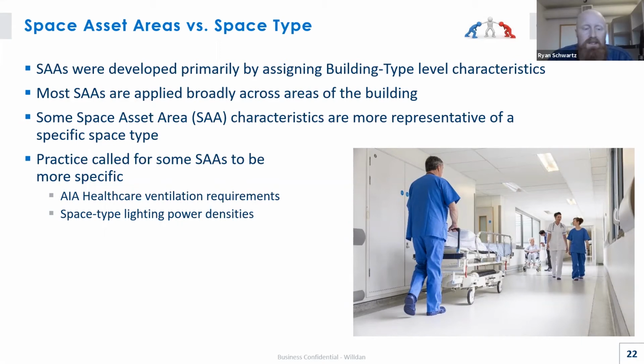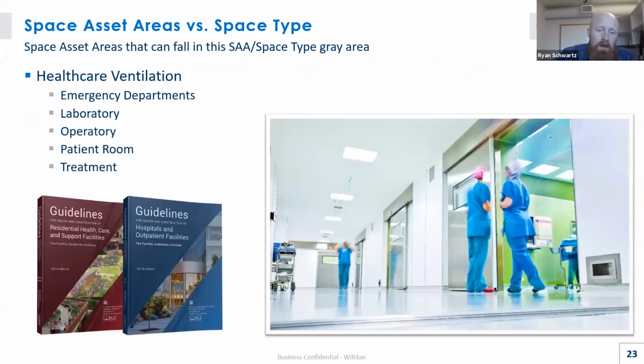Now, there are some space asset areas that do need, and do have, a little more specific representation and do have some space type level characteristics to assign to them. For the most part, those are ones that have ventilation requirements, such as those following the ASHRAE healthcare guidelines, or spaces that have more unique lighting power densities or specific characteristics like that. So to expand on that, the next slide here documents in the tool what areas would follow the more specific space type approach.